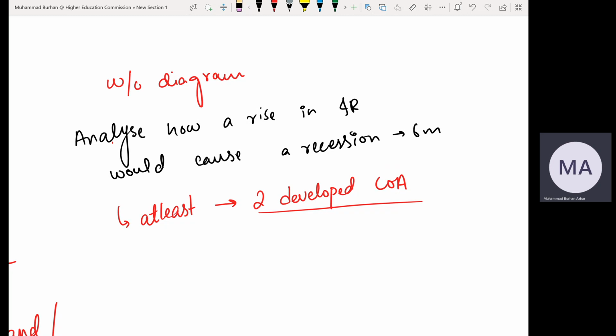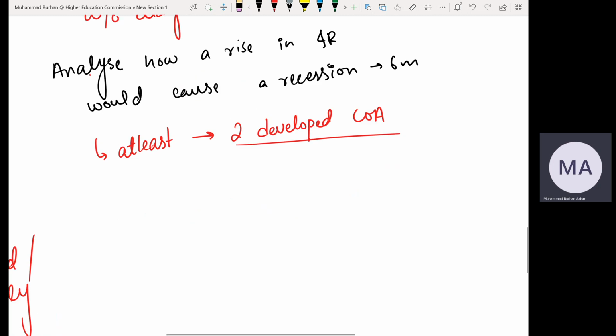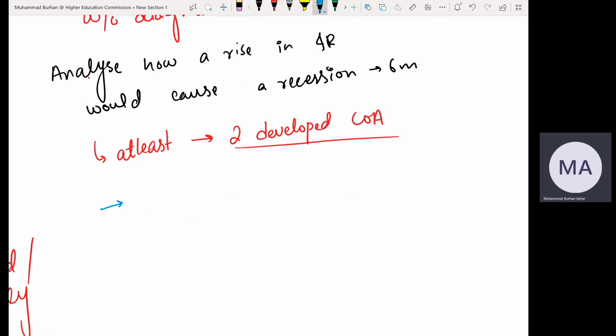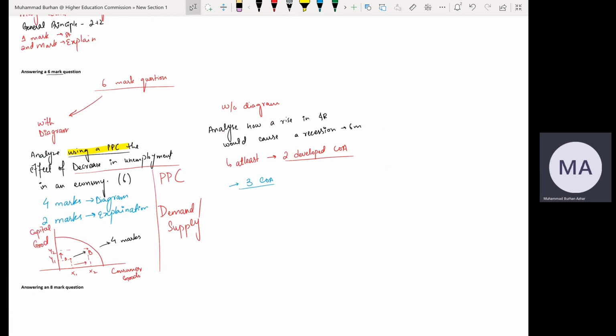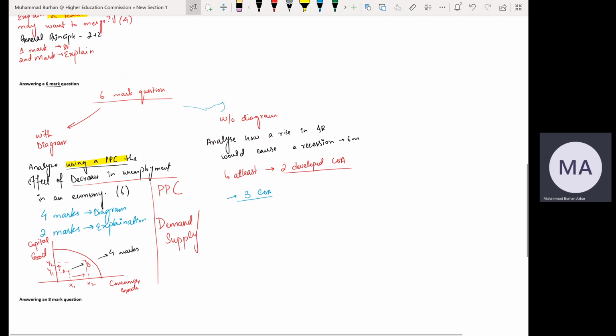Okay, after that I say that a high rate of interest also discourages investment as it makes it more expensive to take out loans for purchasing capital equipment, and because demand for their products has also fallen, lower demand for goods and capital equipment will reduce their output, causing recession. Okay, you should be at least able to give 2 developed chains of analysis. On the optimum side, consider that you have to give 3 chains of analysis, and you should be able to do that. And that concludes our discussion for how to answer a 6-mark question. Always remember that there are 2 variants to that, and how you should be able to answer that.